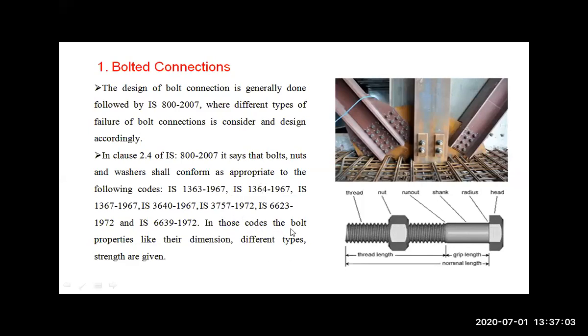Now this is the bolted connection. If you see this picture, you will get how we can connect 2 or 3 members with the help of a bolt. This bolt we have seen in the last slide also. The top head is there. This part is the shank, and you can see the diameter of the bolt. Then there is the thread length for fixing the bolt, and this is the total length of the bolt. So this is related to the bolt or bolted connection.